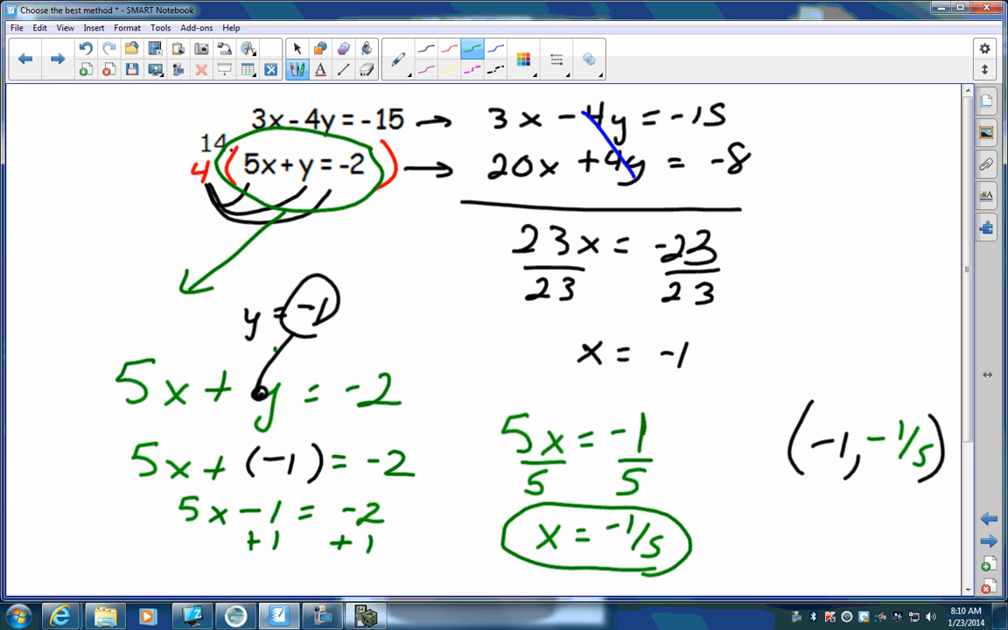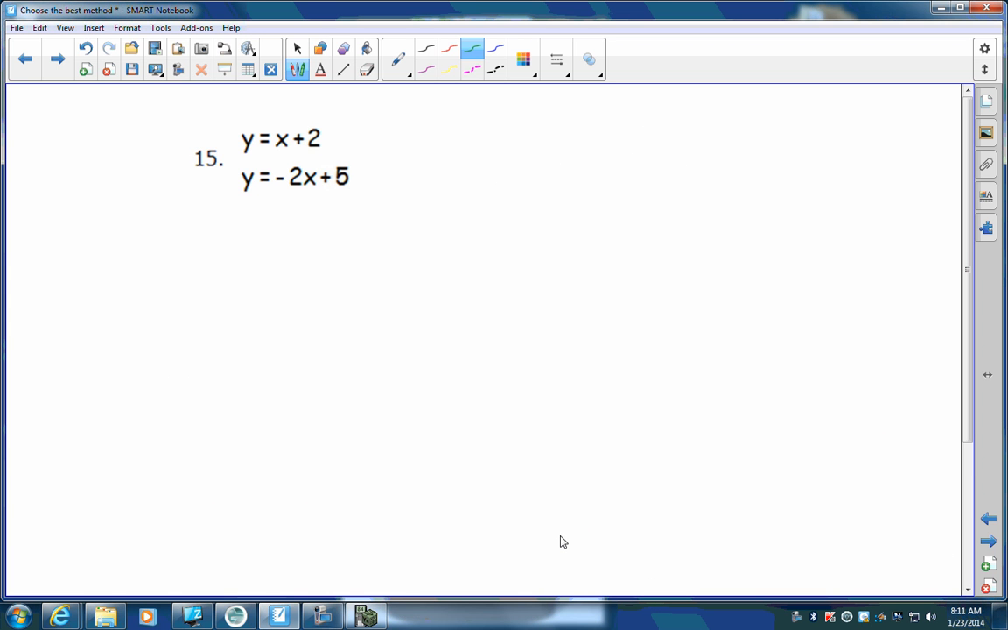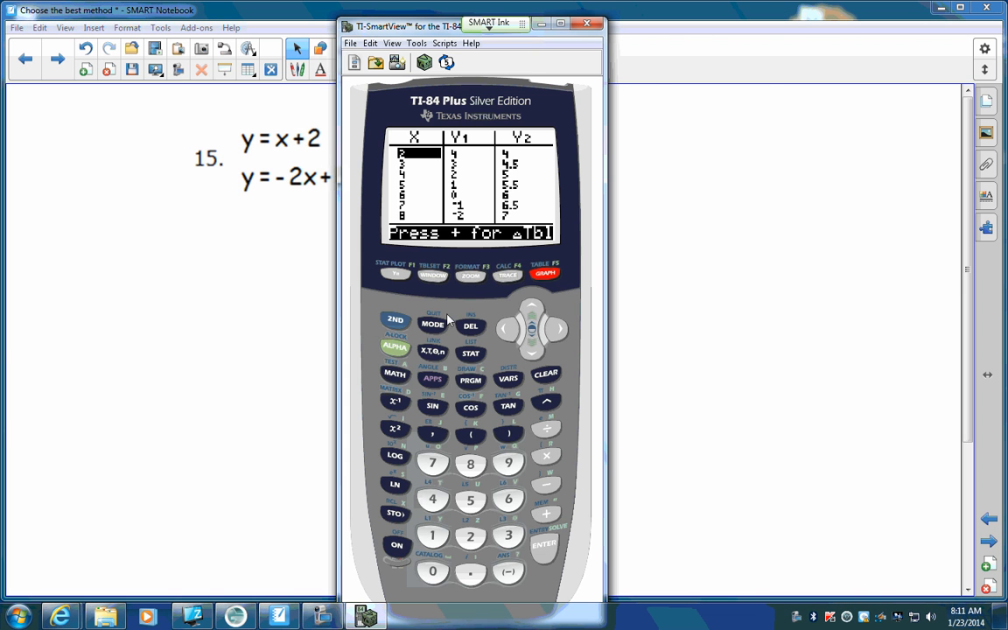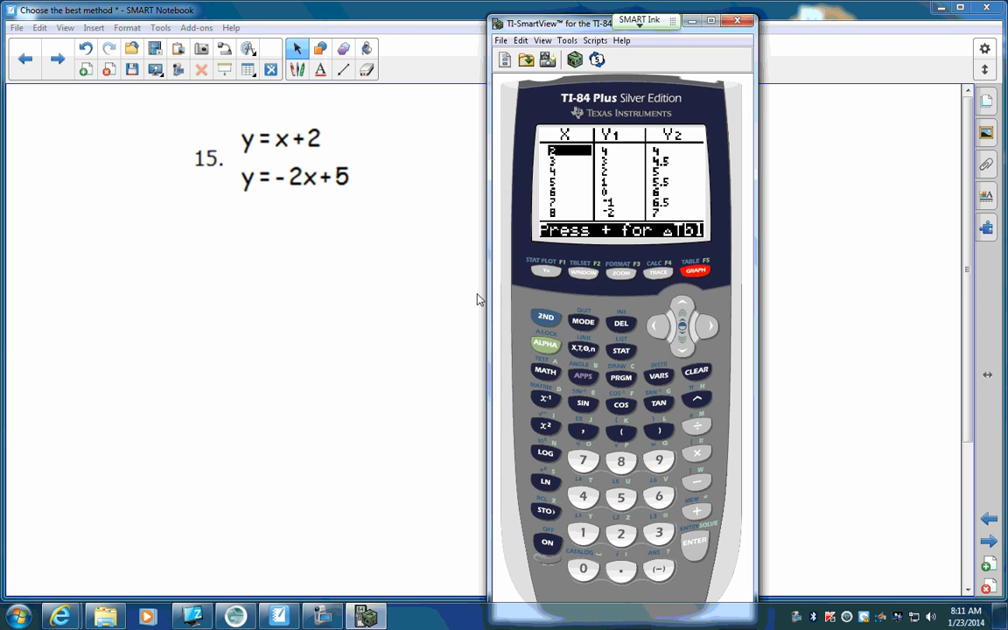The last one on this paper we have not done yet is number 15. Oh, yay! Easy, easy. Woohoo! They're both in y equals. So let's go to y equals x plus 2. And in y2, negative 2x plus 5. Second graph. Anybody find the answer?